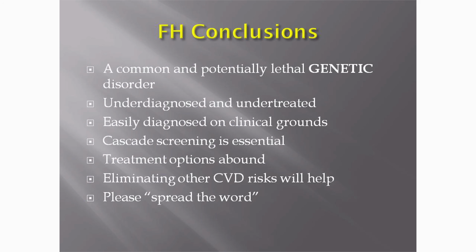Once we identify the patient with FH, we then have to do cascade screening. We have to look at first degree, second degree, third degree relatives to be sure that these other relatives don't have disease. You really have to look at everybody. We have to eliminate other cardiovascular disease risk factors, and we have to understand what our treatment options are, and they include the newer agents in addition to our standard therapy, and they include LDL apheresis.